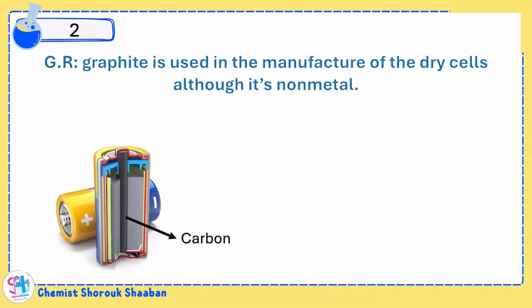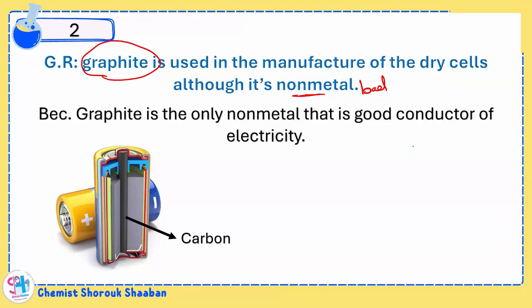Graphite is used in the manufacture of dry cells, although it's non-metal. Why did he say although? Because we know that non-metals are bad conductors of electricity. So how can we use graphite, which as I mentioned is also carbon, in an electric circuit if it will not allow electricity to pass through it? Oh, remember, we said graphite is the only non-metal that is a good conductor of electricity. So, because graphite is a good conductor of electricity.